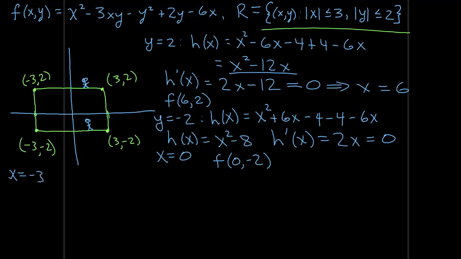When x is equal to negative 3. So you see how we're having to do this? We're having to consider every possibility. So when x is equal to negative 3, let's see what we get here. When x is equal to negative 3, I'm going to say h of y this time, right?